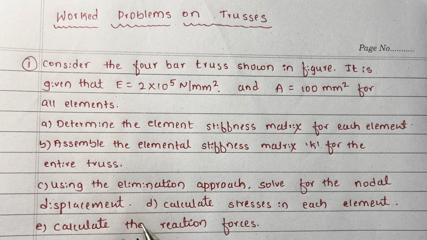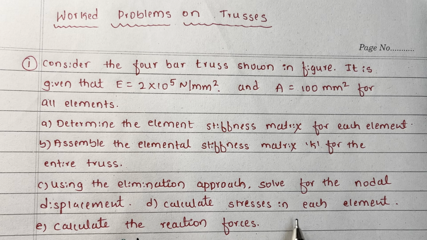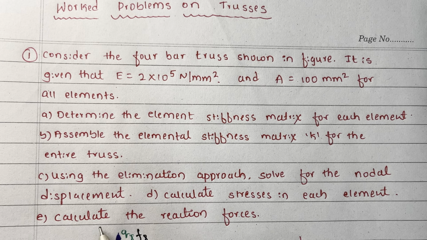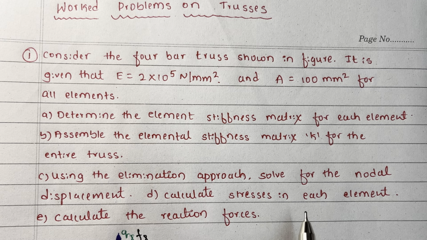As here we have total 4 elements, so we'll be having total 4 nodes. Okay, so each node will be having 2 displacements. So we have to calculate q1, q2, q3, q4, q5, q6, q7 and q8. Then calculate the stresses in each element. So we have to calculate sigma 1, sigma 2, sigma 3, sigma 4. Okay, at the last calculate the reaction forces. So here we have to calculate R1, R2, R3, R4, R5, R6, R7 up to R8.